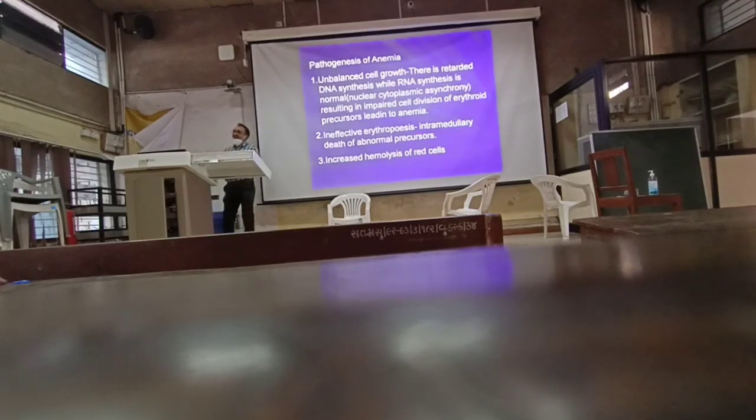Now, what is the pathogenesis of the anemia? That is unbalanced cell growth. There is retarded DNA synthesis. I have already told you, DNA synthesis is compromised. So the DNA synthesis is retarded while RNA synthesis is normal, causing nuclear cytoplasmic asynchrony, resulting in impaired cell division of erythroid precursors, and that all leads to anemia.